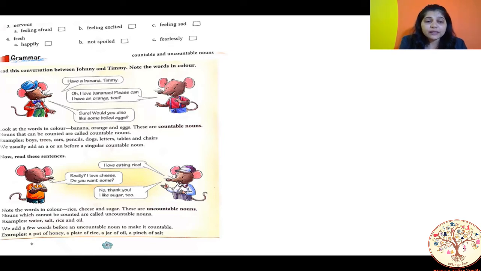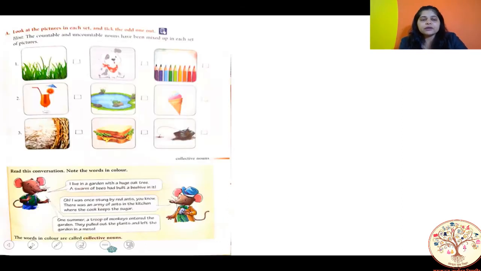Okay. I love eating rice. Really? I love cheese. Do you want some? No, thank you. I like sugar too. Note the words in color. Rice, cheese, sugar. These are uncountable nouns, okay? Like water, salt, rice, oil. These are uncountable nouns. Clear? Let's see. Turn the page.